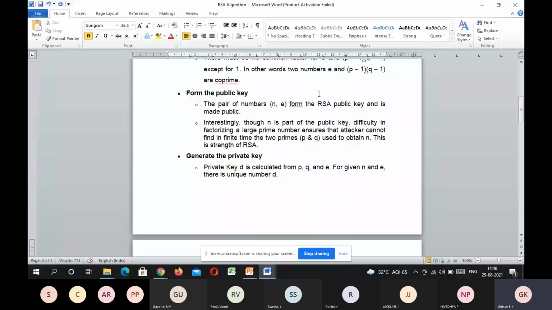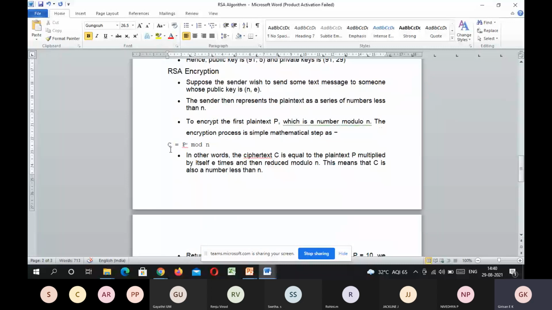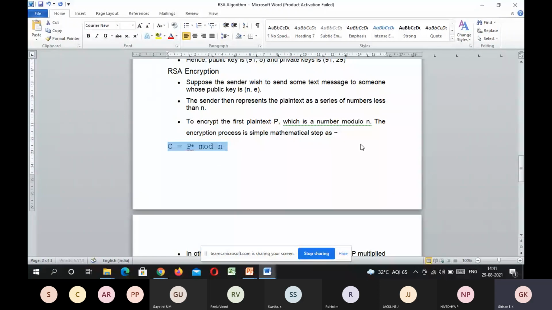Now we want to generate the ciphertext using the RSA algorithm. The ciphertext for encryption using RSA for a plain text P is calculated as C, that is ciphertext, is equal to P power E mod N. Can you understand what is C? C is the ciphertext. And what is P? P is the plain text. What is E comma N? E comma N is our public key pair. E is the public key.